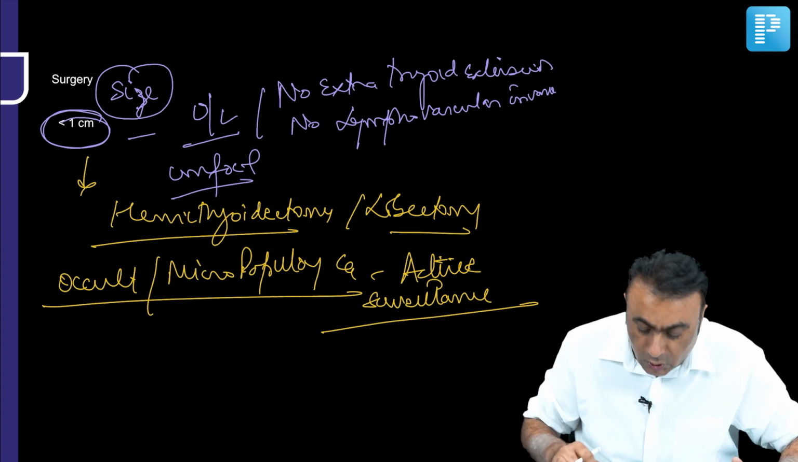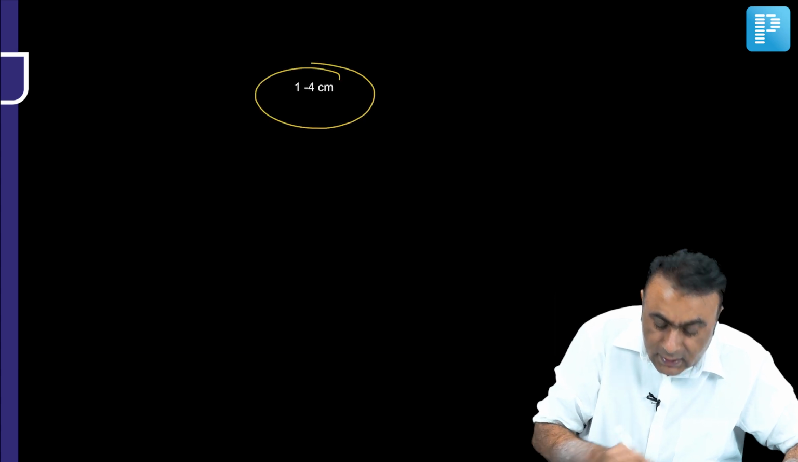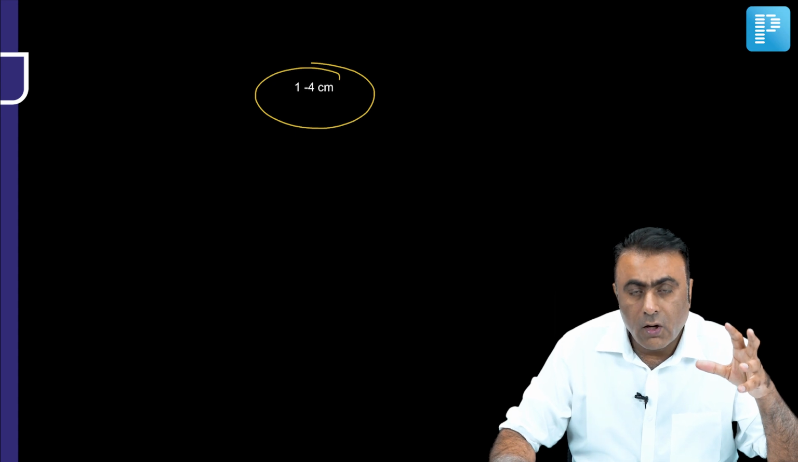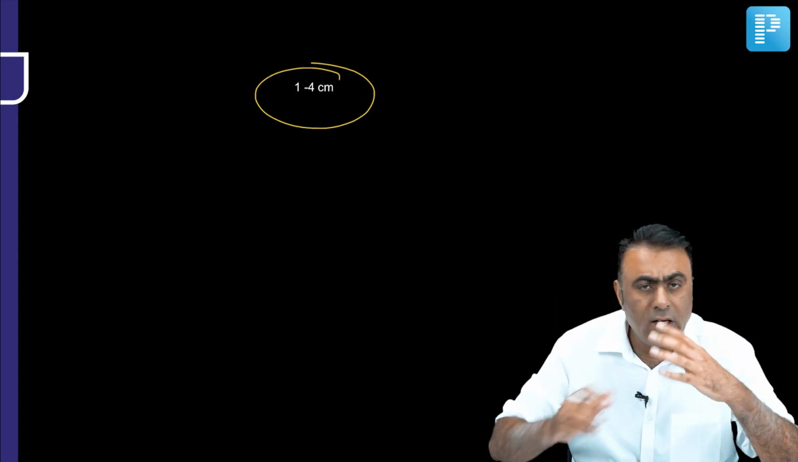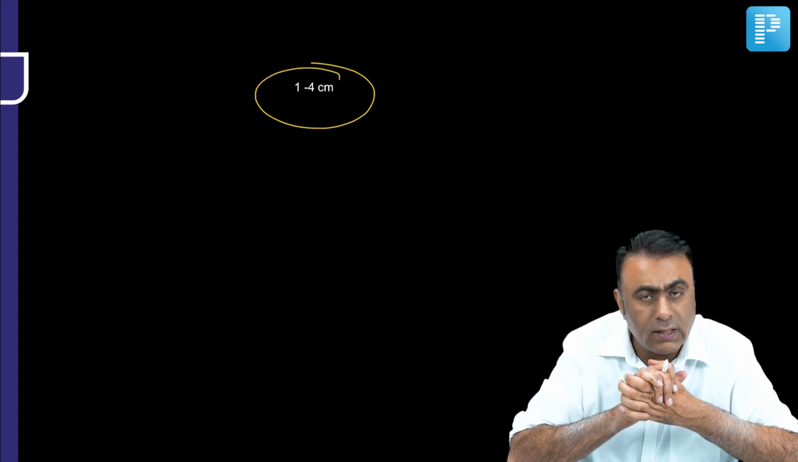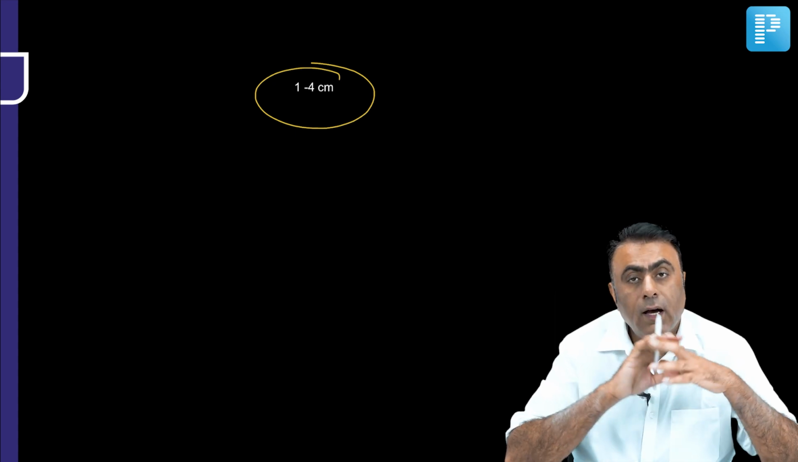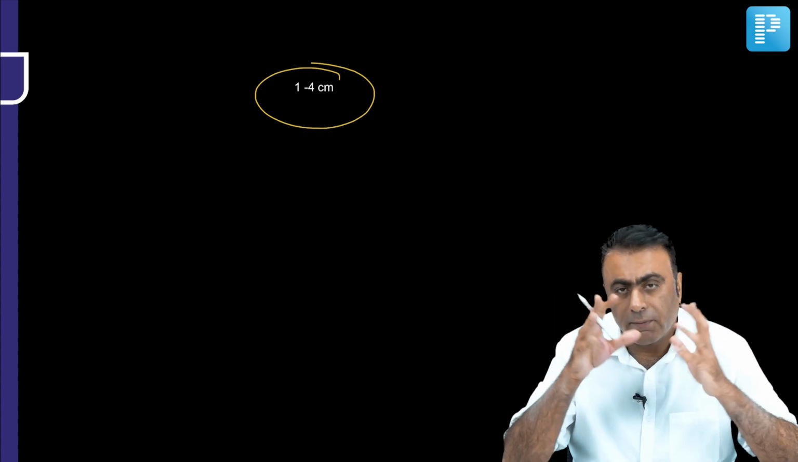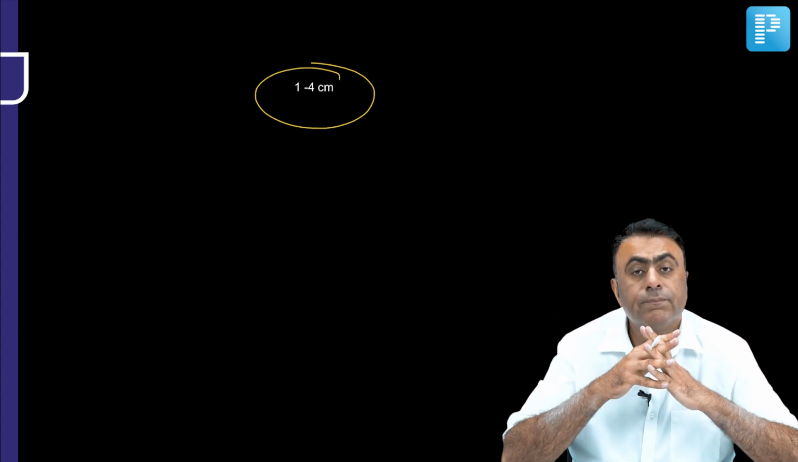Now we talk about the tumors which are 1 to 4 centimeters in size. Now, tumors which are 1 to 4 centimeters in size, conventionally, we have been doing a total thyroidectomy. For any tumor more than 1 centimeter in size, we have been doing a total thyroidectomy. Okay, but now there's certain change in guidelines. There are certain recent guidelines which have been mentioned in your latest edition of Sebastian as well.